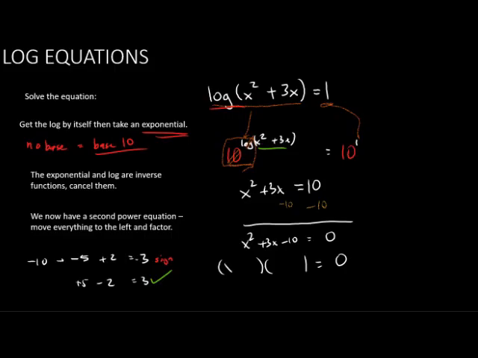Therefore, our parentheses will be x plus 5, x minus 2. If we solve each piece, the first piece will give us x equals negative 5, and the other piece will give us x equals 2. It's not enough, however, to get those solutions. We must verify that neither one of them makes the log term become negative, because inside of a log, the contents must be greater than 0 strictly.